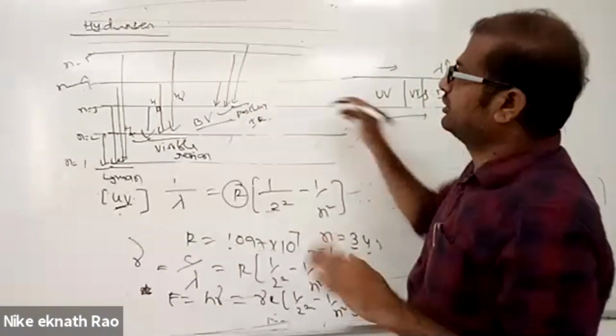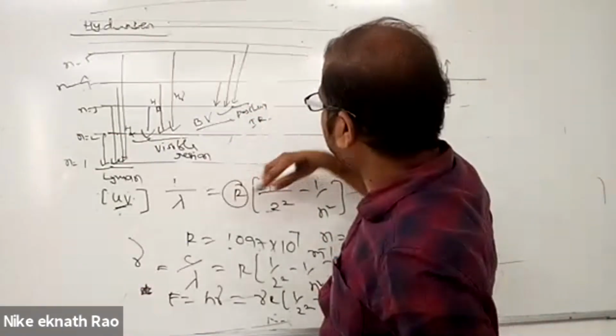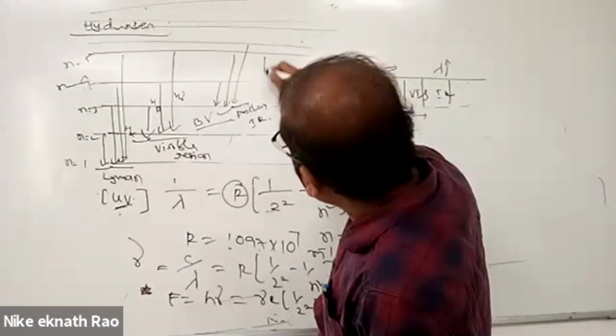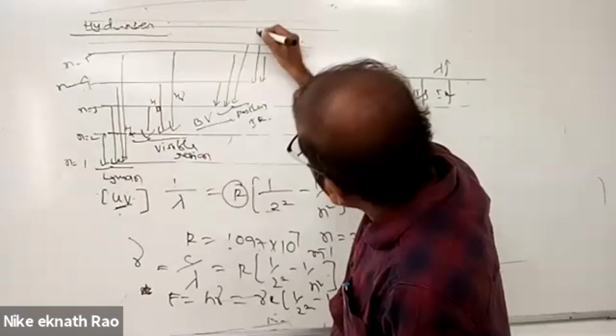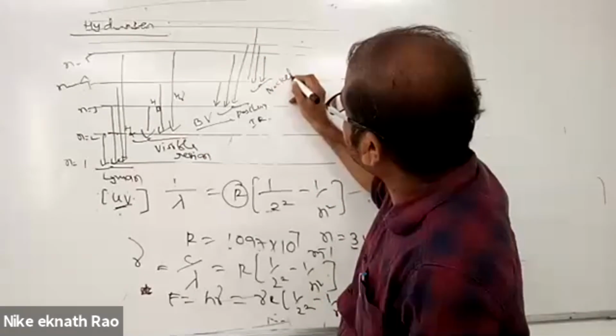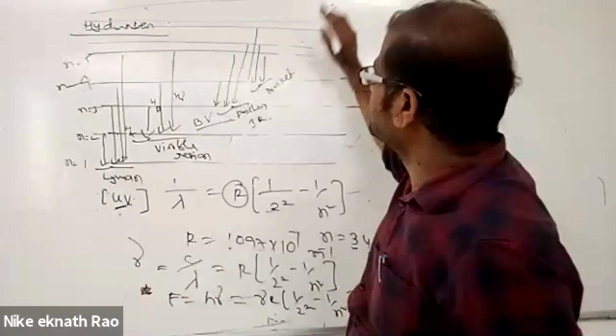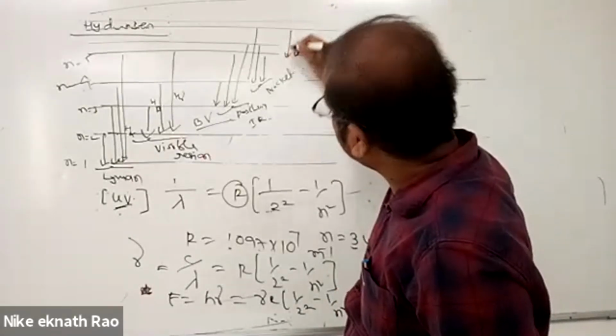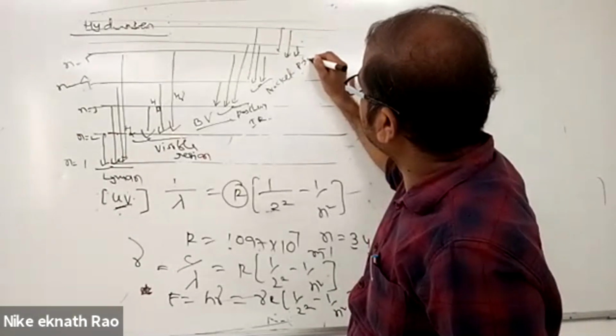Okay, Paschen. Next one, Brackett. Brackett from where to where? 5 to 4, 6 to 4, 7 to 4. This is the Lyman series, and this is the Brackett series. Okay. Next is what? Pfund series. From 6 to 5, 7 to 5. Okay, this is the Pfund series.